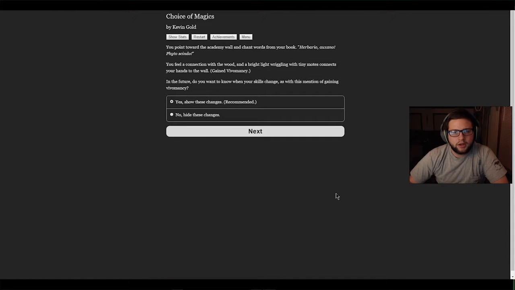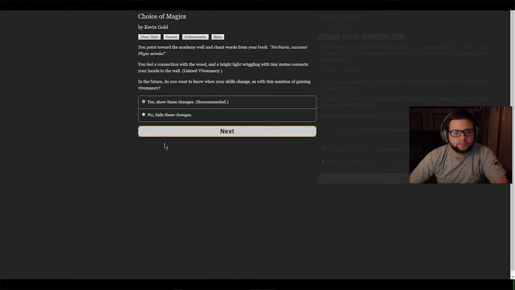Hebrario Oxano Phytosindo. You feel a connection with the wood, and a bright light wriggling with tiny motes connects your hands to the wall. Gained vivomancy. In the future, do you want to know when your skills change, as with this mention of gaining vivomancy? Sure, yeah, show me the changes.